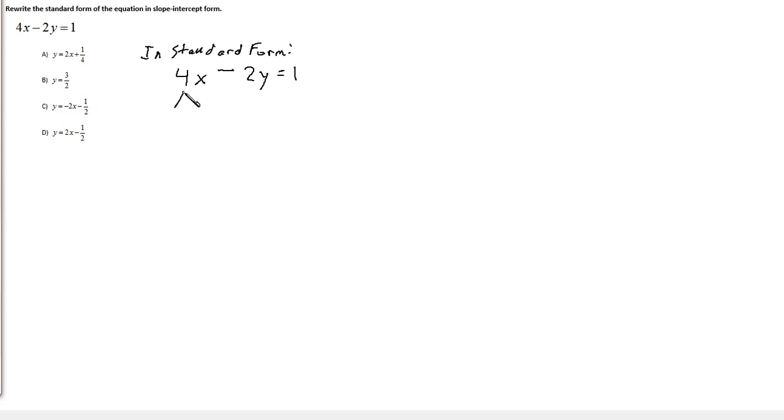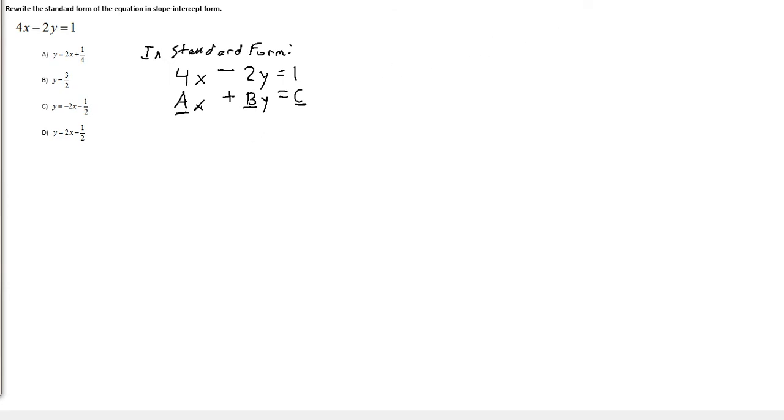Standard form means we're given an equation that looks like ax plus by equals c. This is the general form. A, b, and c are constants, and actually a, b, and c are integers, more than just constants. We're not allowed to have fractions for a, b, and c. And a has to be positive. So the given equation conforms to the standard form of a linear equation in two variables.